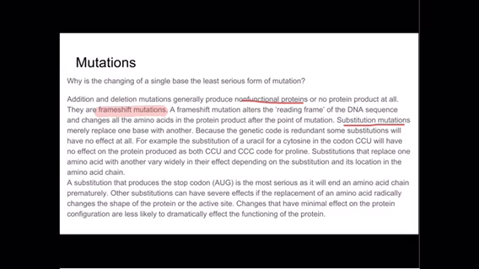Substitution mutations only replace one base with another, and because the genetic code is redundant, some substitutions will have no effect at all. Substitutions that replace one amino acid with another vary widely in their effect depending on the substitution and its location in the amino acid chain. A substitution that produces a stop codon, or AUG, is the most serious as it will end the amino acid chain prematurely. Other substitutions can have severe effects if the replacement of an amino acid radically changes the shape of the protein or the active site. Changes that have minimal effect on the protein configuration are less likely to dramatically affect the functioning of the protein.